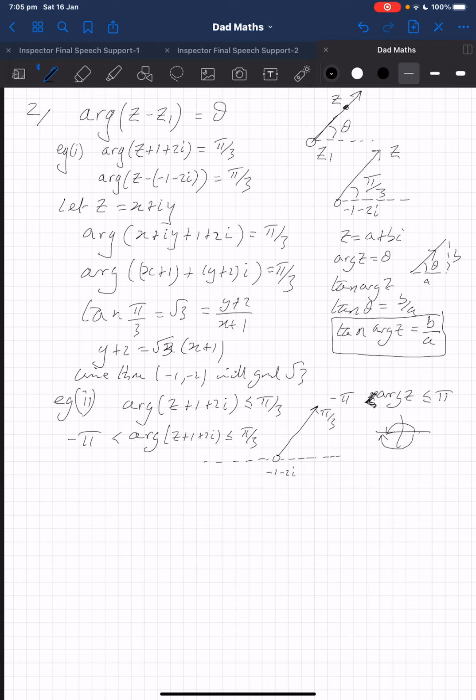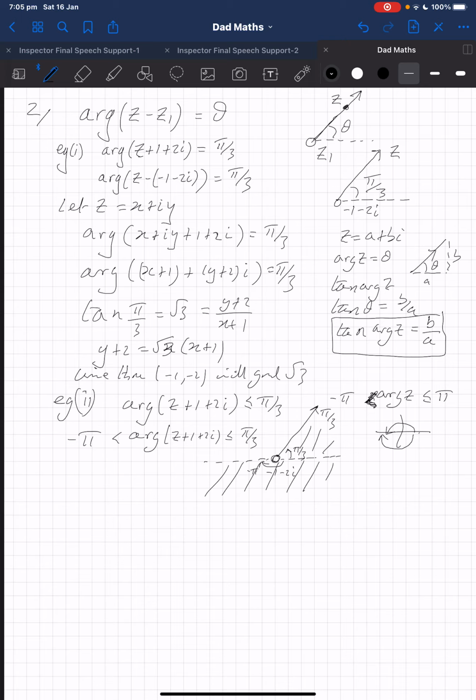Okay, so an argument of minus pi will be around to here, that's minus pi, and there is pi over 3. So we're going to want to include all of this area here, not including the line where the argument is minus pi, but including the line where the argument is pi over 3, and not including the point minus 1 minus 2i.